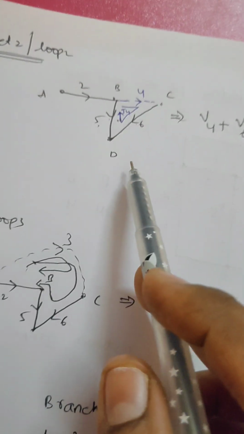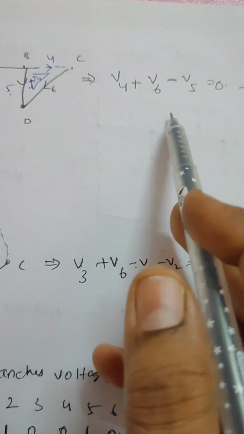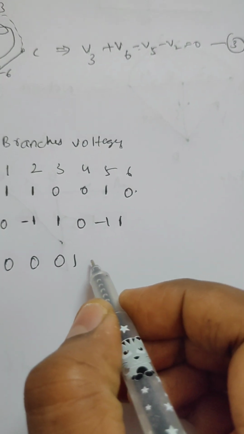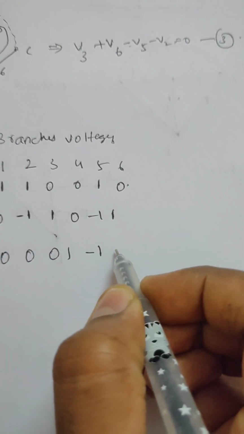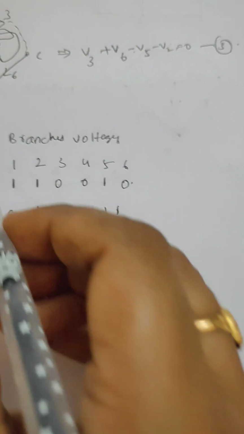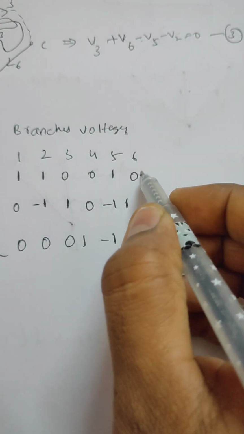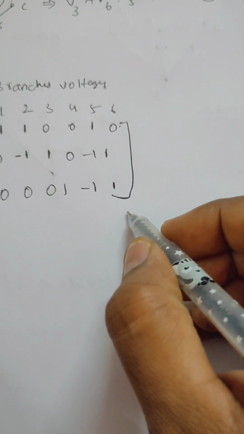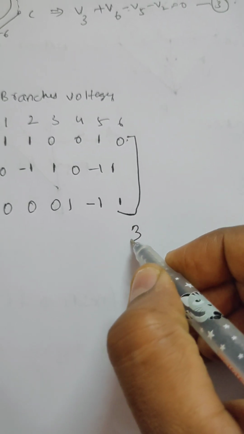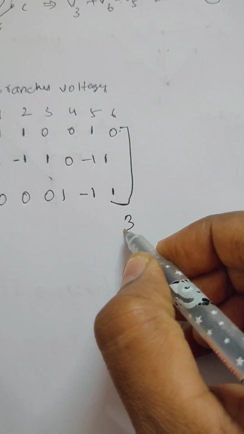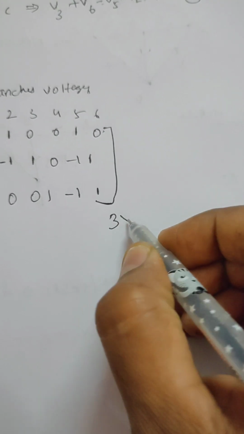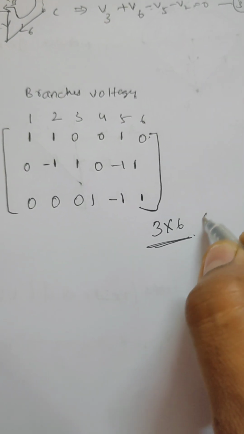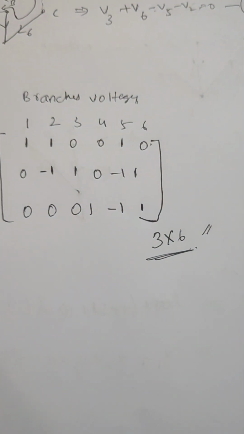Then coming to the fourth link, I4, it is V4 plus V6 minus V5. So this is the equivalent tie set matrix. Here the number of tie set loops is 3 with the branches being 6, so the order of this tie set matrix is 3 by 6. This is the tie set matrix.